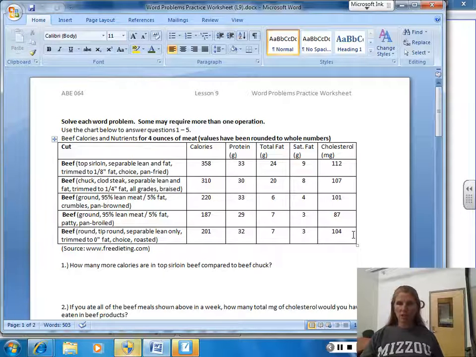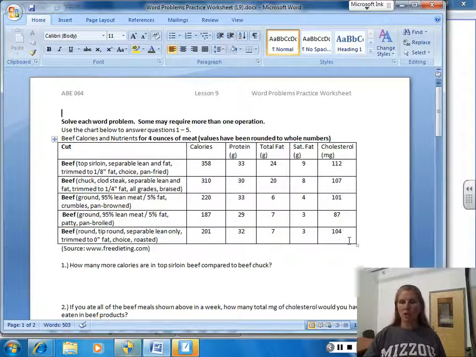So when I'm asking you how many more cholesterol in this one than in this one, what am I talking about operation-wise? It's subtraction, because when I ask how many more, that's the difference of. And so that's a subtraction problem. So for the problem that I just said, we would take 112 and subtract 104. That would give us the difference, or how much more cholesterol there is in this than in this dish, which would be 8. 112 minus 104 would be 8.